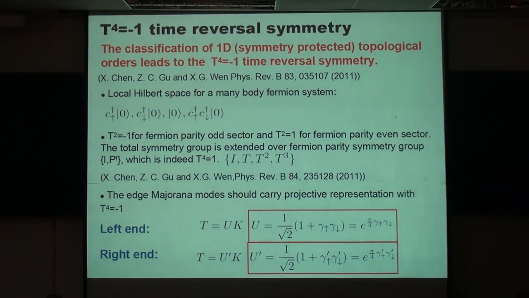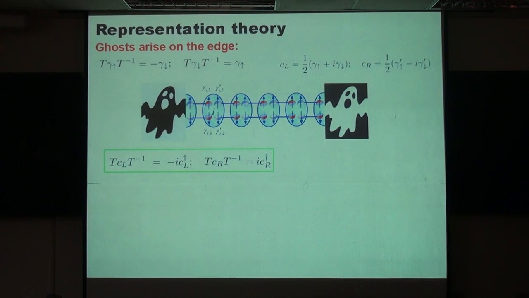Okay, now we end up with the conclusion that for a single pair of Majorana zero modes, they must satisfy this very strange time reversal symmetry. It's kind of a square root of Kramers degeneracy. And we can also work out the representation theory of this kind of time reversal symmetry. If we combine this left side fermion, gamma up and gamma down, into a complex fermion, then we can make a two-dimensional Hilbert space, right? And this fermion operator transforms into its dagger, because this time reversal symmetry must change fermion parity.